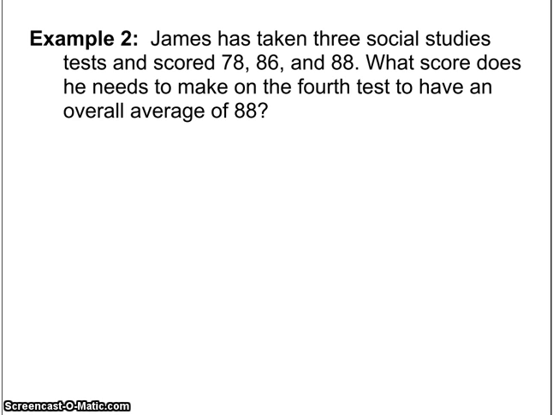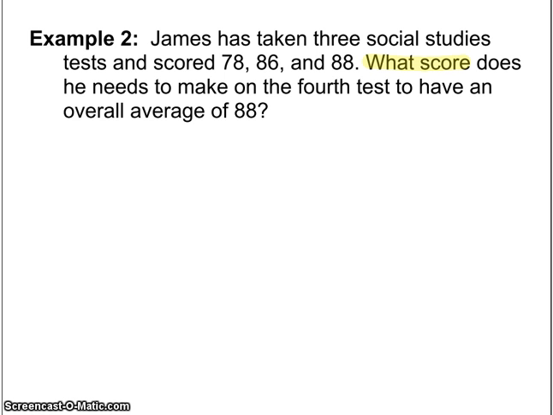James has taken 3 social studies tests and scored 78, 86, and 88. What score does he need to make on the 4th test to have an overall average of 88? Okay, let's go right to the question. What score does he need to make on the 4th test to have an overall average of 88?